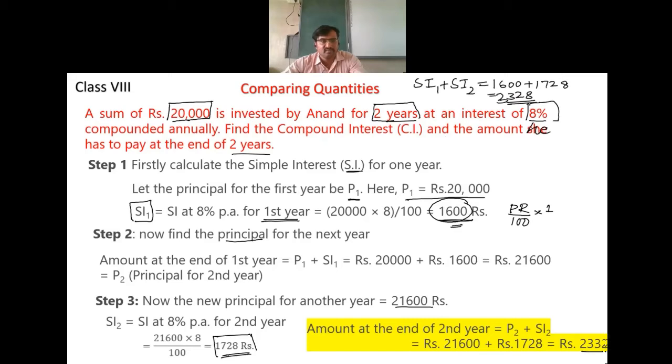So when you observe carefully, we have calculated interest for 2 different years. For the second year, the interest of the first year is also considered. That is, the interest of the first year is considered in the calculation of the interest of the second year.